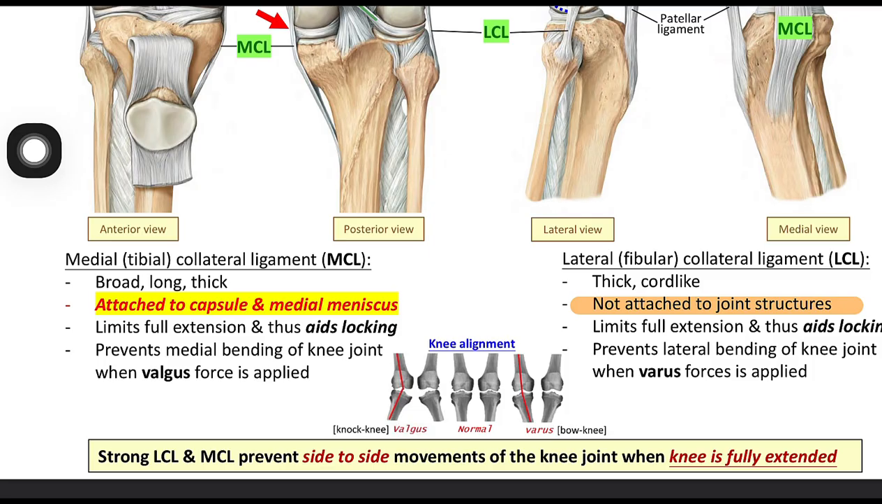So strong LCL and MCL prevent side-to-side movement of the knee when the knee is fully extended. I will finish very soon, just on this slide. We want to stand very firmly on the ground with minimal effort. How to make it happen? We need to lock the knee without side-to-side movement. You have to lock the knee, so that with minimal effort we can stand and withstand the weight, or when you are lifting something, right? So that's why, for the knee joint, think about the locking system.